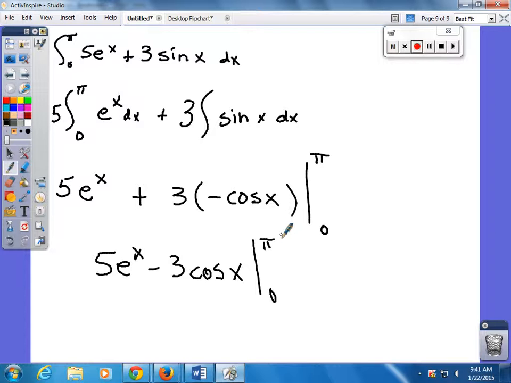I'll do the 0 for you. No, 0 is not going to give you. Cosine of 0 is 1. So it's not going to give you 0. It's going to give you 3. So y'all crank that out. I'm not going to spend a lot of time on that.